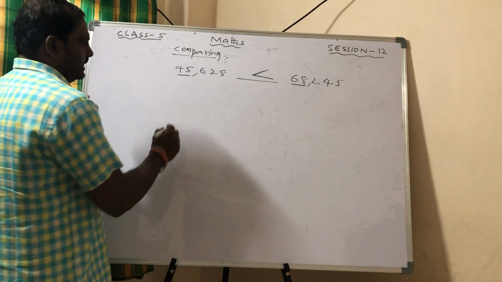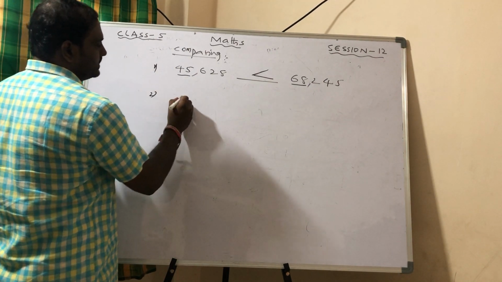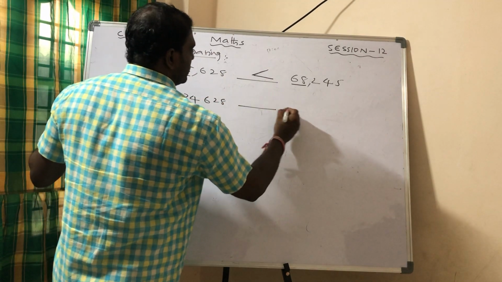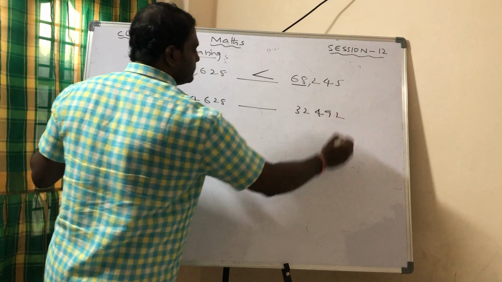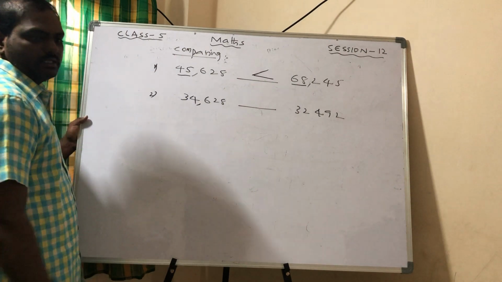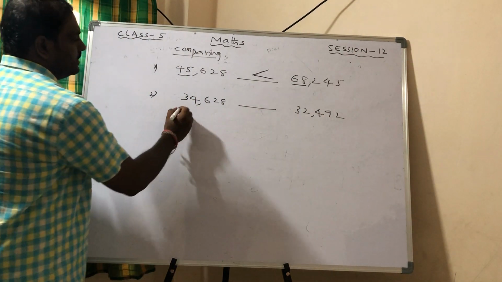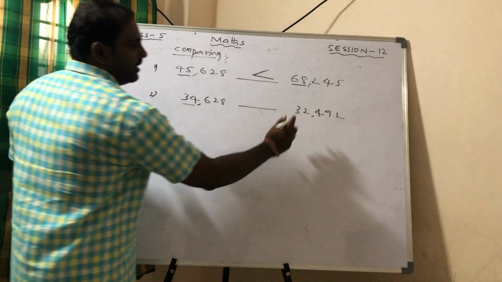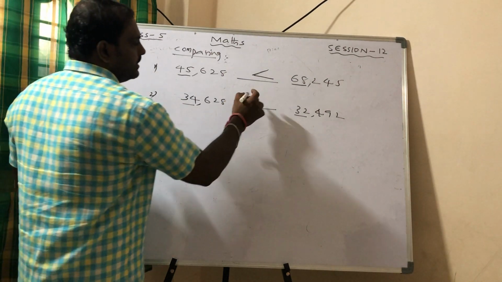Okay, next I'll give 5 examples in this one. This is the first example. Second example is 34,628 and 32,492. Look at this question. Ones, tens, hundreds, 1000, 10,000s. So how many thousands are there? 34,000s are there. And how many thousands are there? 32,000s are there. Which is bigger? This is bigger.